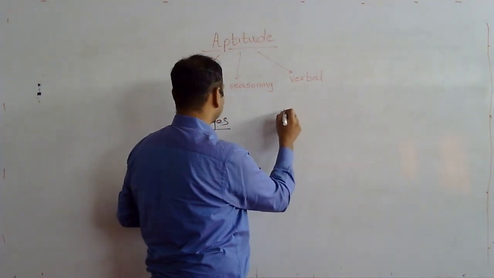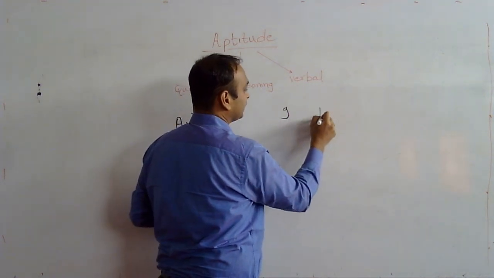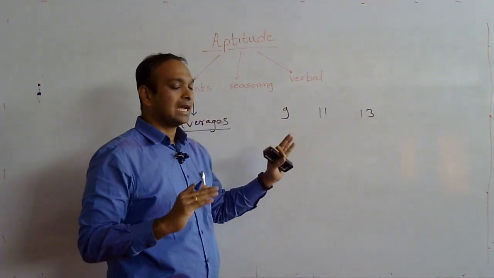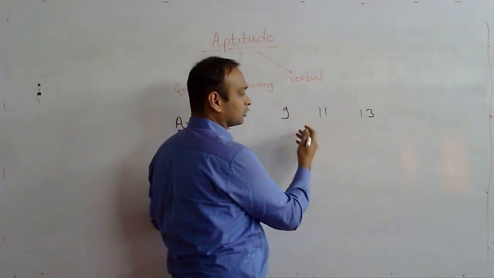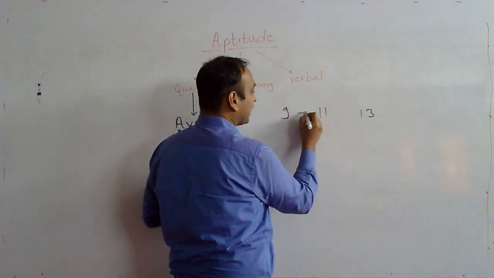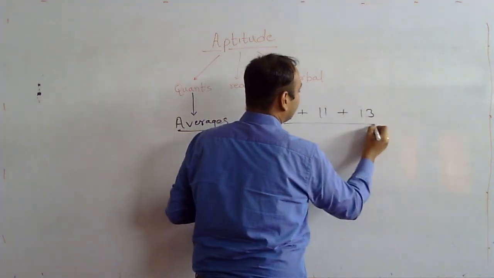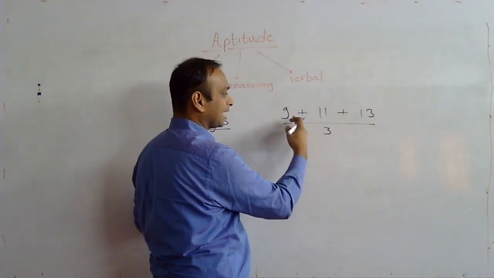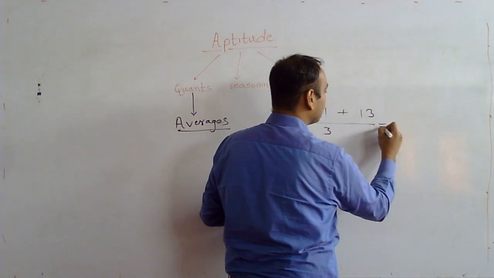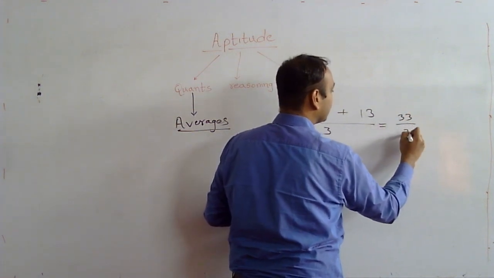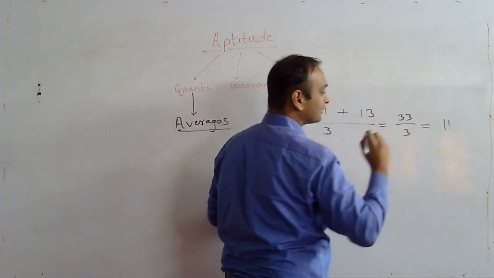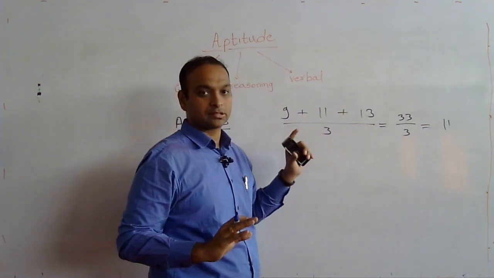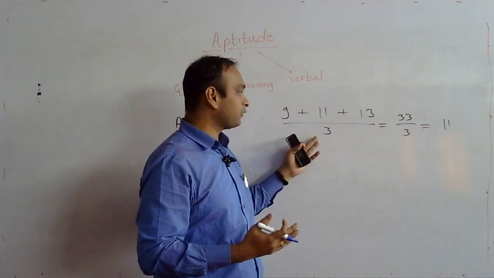In case we have three figures like 9, 11 and 13, and we have to take the average of these three numbers, how do we do it? We just add these three numbers and divide that addition by the count of those numbers. So 9 plus 11 plus 13 divided by 3. This gives the addition 33 by 3, and the answer is 11. So 11 is the average of these three numbers. This is how we calculate by using the formula.